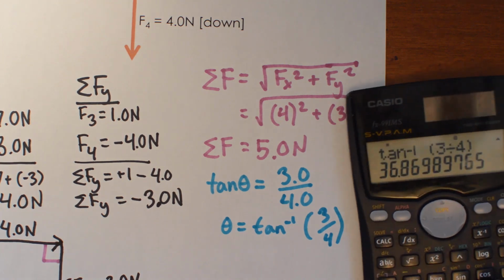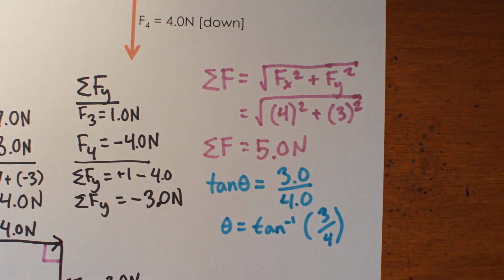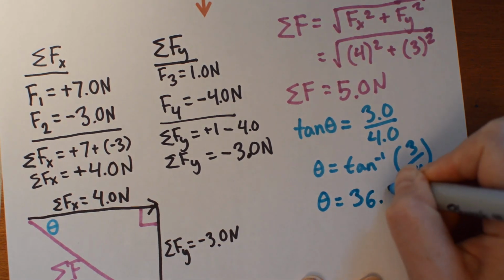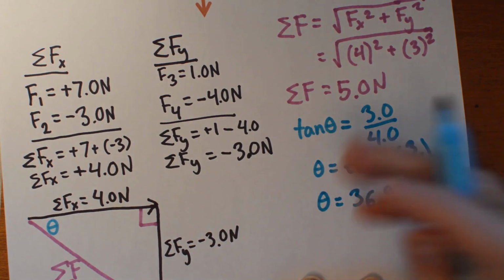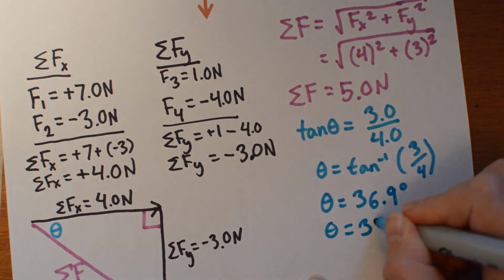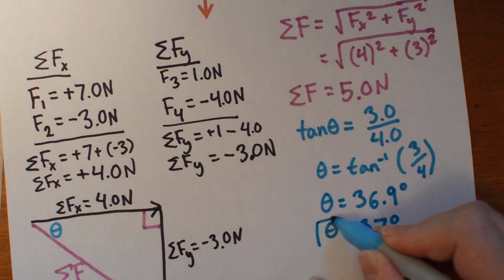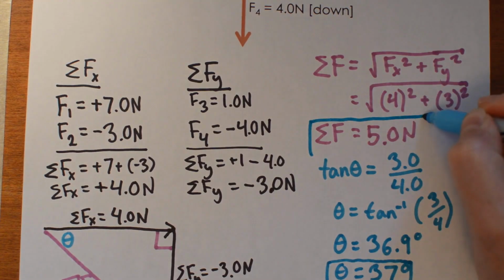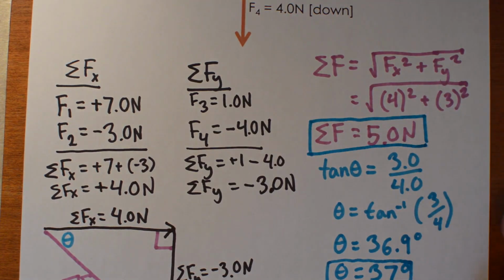That gives me an angle of 36.9. So theta is 36.9 degrees. Actually, I only have 2 sig figs. I need to round that off. So theta is 37 degrees. All right, so I have my angle, and I have my net force. So we're done.